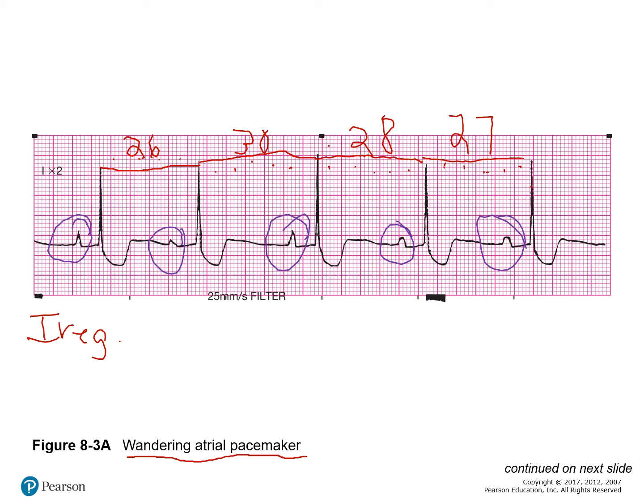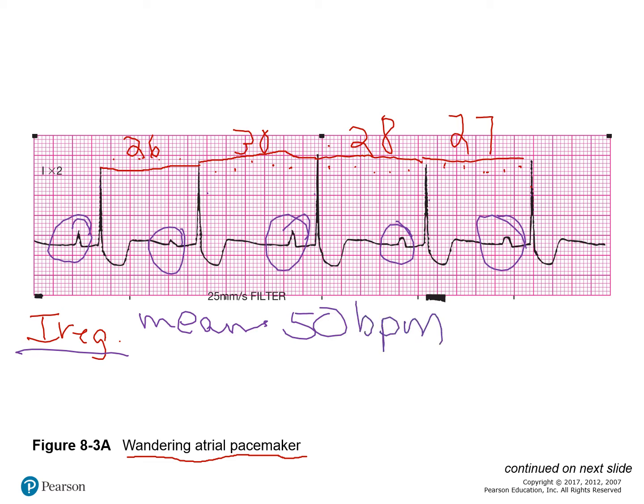They're varied in shape and size. So we know we have an irregular rhythm. So we have to find our mean rate and our heart rate range, correct? So we have 1, 2, 3, 4, 5. So our mean rate is 50 beats per minute.